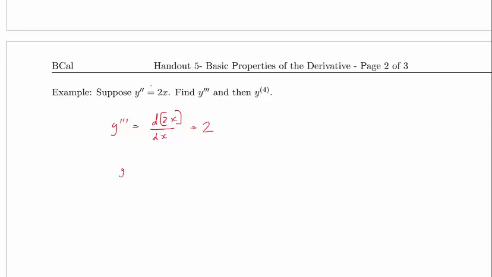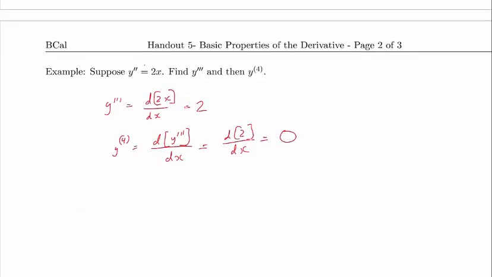But what about the fourth derivative? Well, that's simply going to be the derivative of the third derivative, which is simply the derivative of 2 with respect to x, which is 0. Okay. And then, of course, the fifth derivative would be 0 as well, so with the 6th, any derivatives after that would all be 0. All right, so again, when you go to higher order derivatives, it's always just the derivative of the lower order right before it.